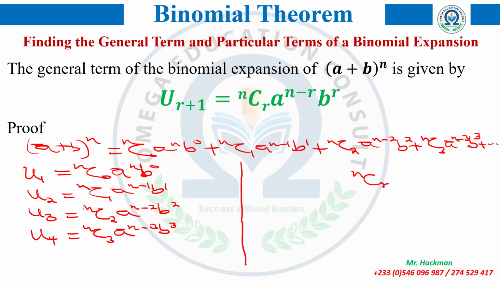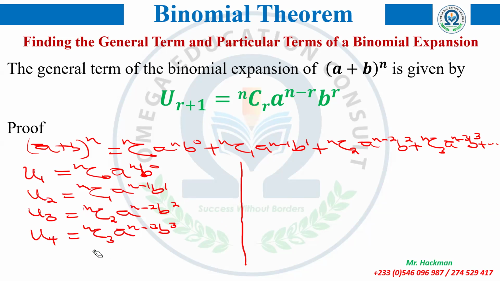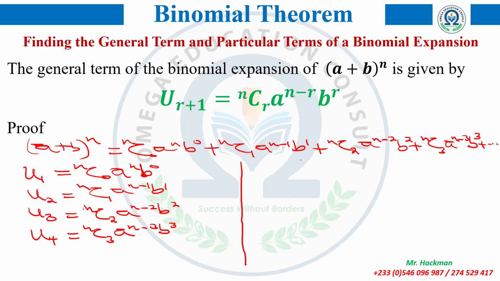Let me clear this quickly. So forgive me. Now, n combination r. So this is what we are going to do. Observe. Here you can see that you have n combination r. If you look at what we have critically, the combination that you have here, you can see that you have n combination 0, n combination 1, n combination 2, n combination 3. Is that not it?